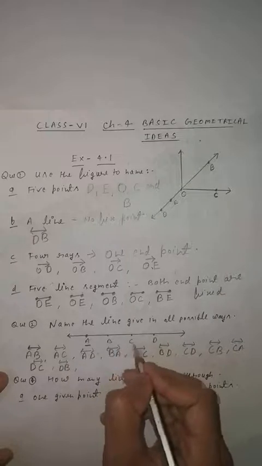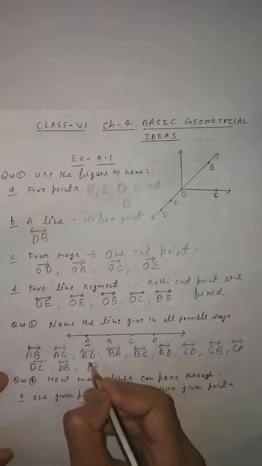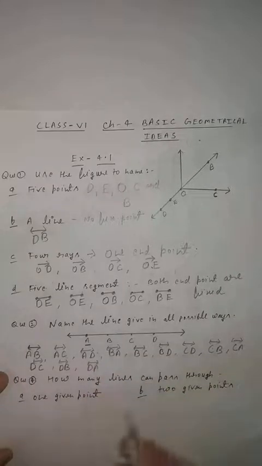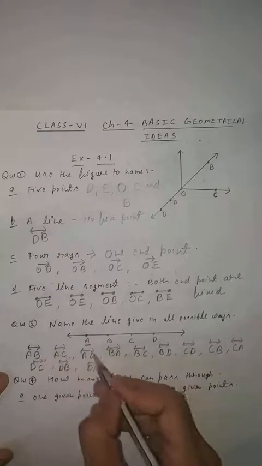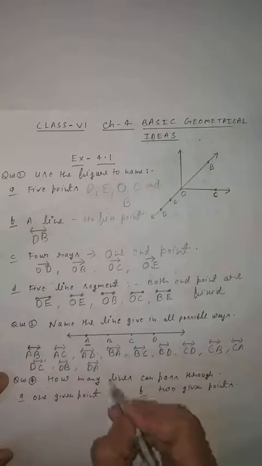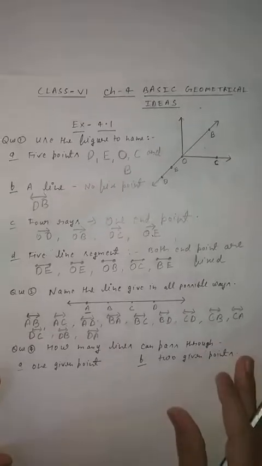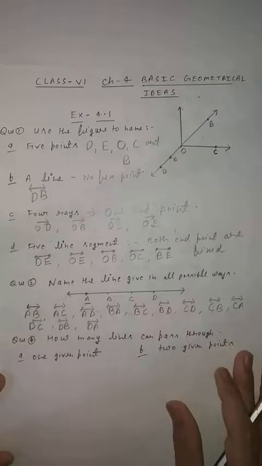Next is D, A. Clear, students? So if you will count, this is 1, 2, 3, 4, 5, 6, 7, 8, 9, 10, 11, 12. So there are 12 possible ways. Clear, students? So this is your second question.